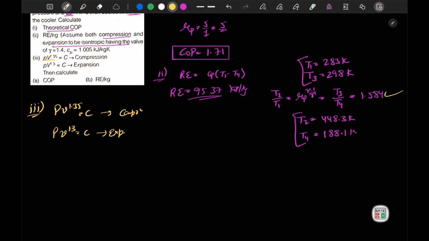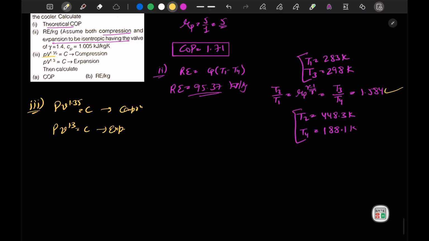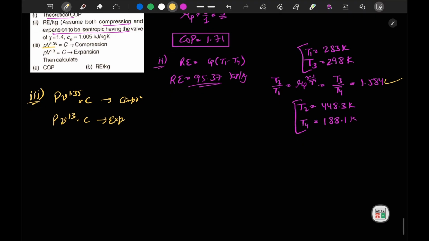Like it happens in the case when there is presence of isentropic efficiencies. For such cases, we know that for an open system, for an open compressor and expander, work is given by n upon n minus 1 into mR into T1 minus T2. And if we want to write it per kg, you can write it simply as n upon n minus 1 into R into T1 minus T2.